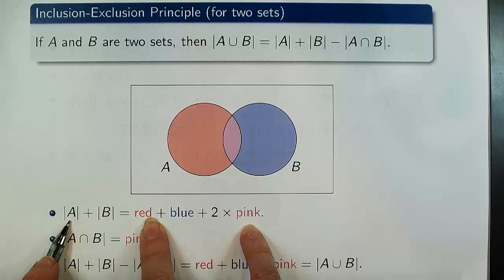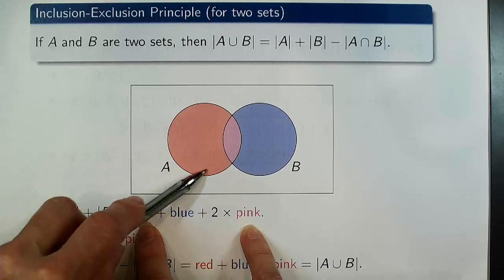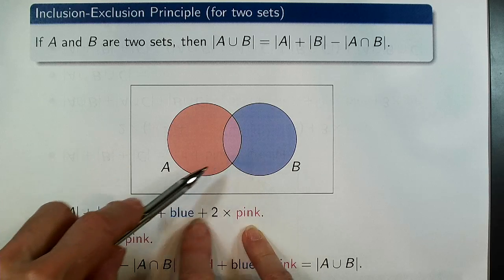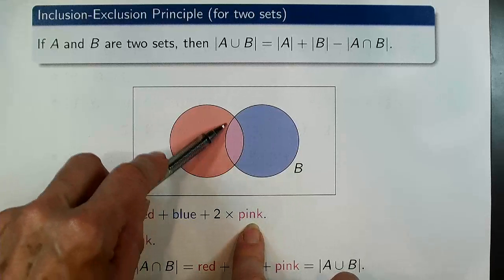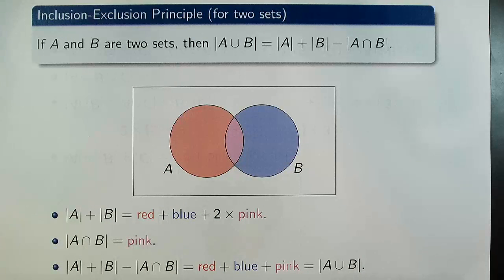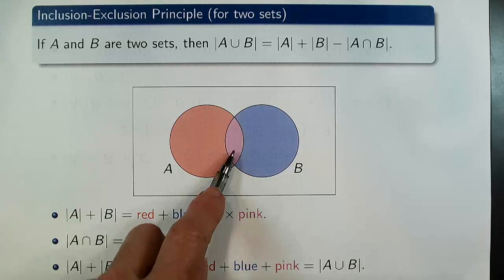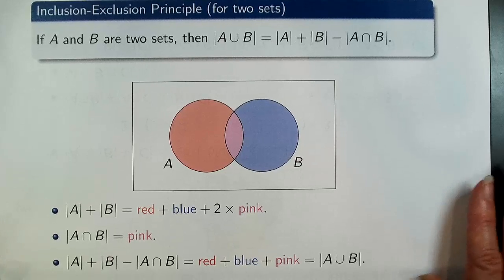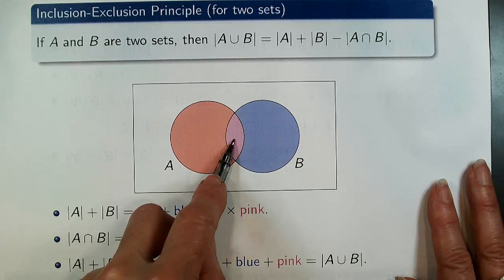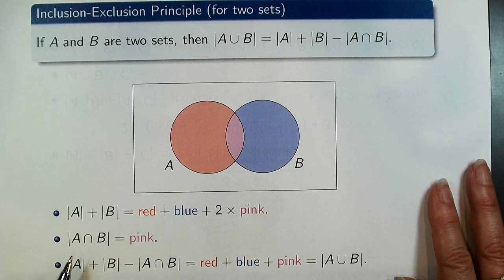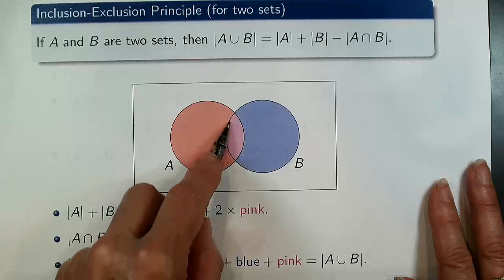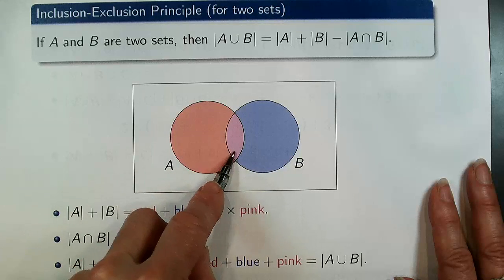So the cardinality of A plus the cardinality of B is the cardinality of this set here plus this set there plus twice the cardinality of the intersection. We've counted everything in the intersection twice. The intersection is just the pink region. The cardinality of A intersect B is just the cardinality of this pink bit here.